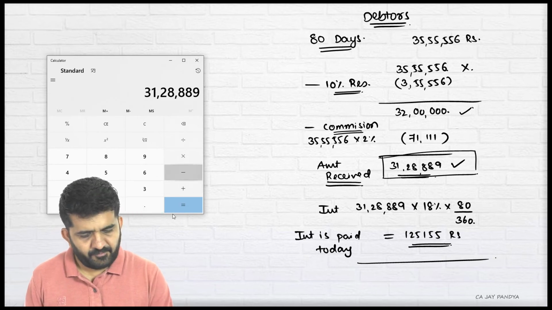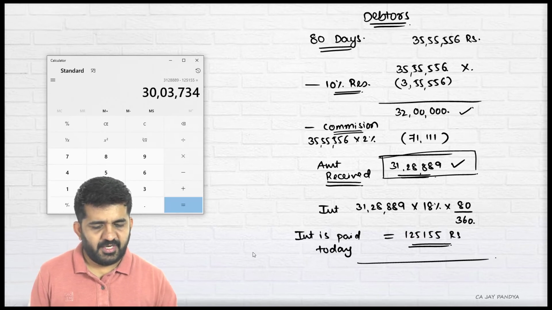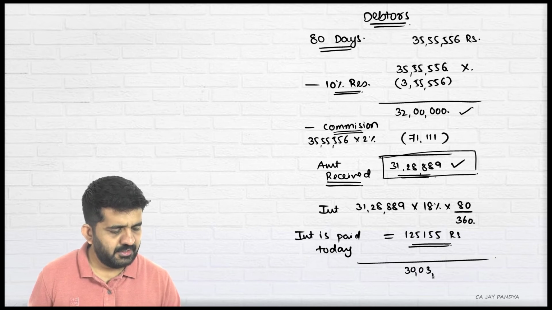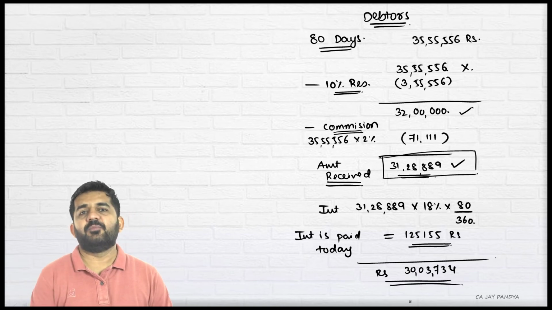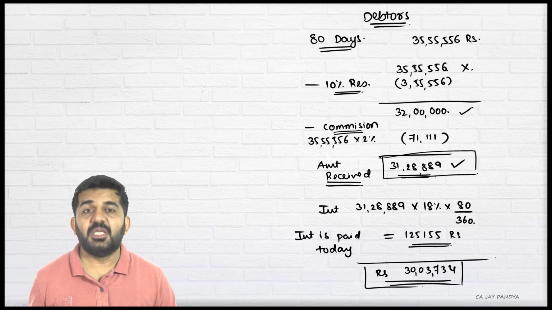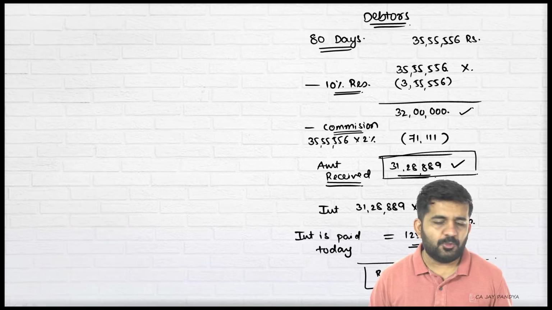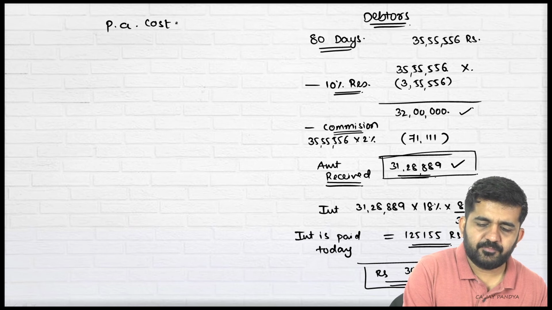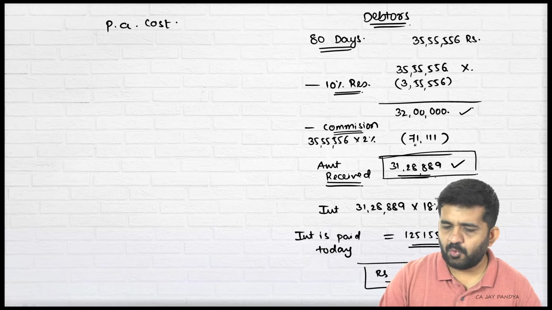How much net amount? 31,28,889 minus 1,25,155, and I will be getting 30,03,734. 30,03,734 rupees net from the factor. Is it alright? So this is the net amount received by me after deduction even of interest. Is it alright? If I want to calculate my per annum cost, what are my costs for 80 days?